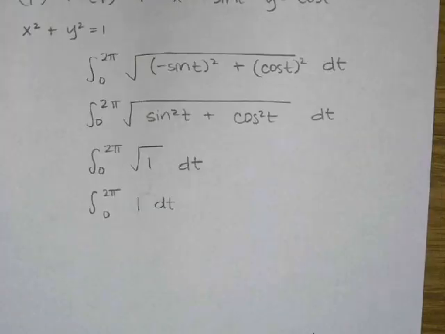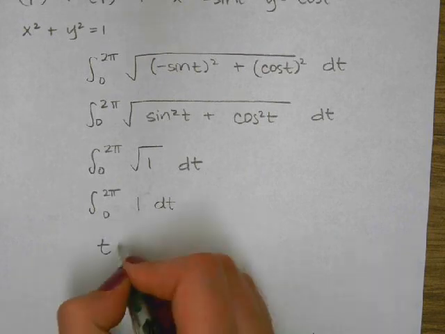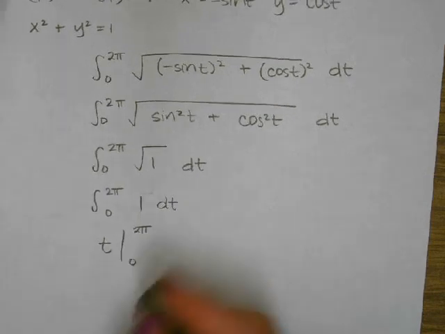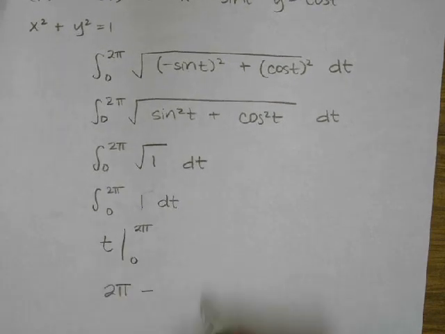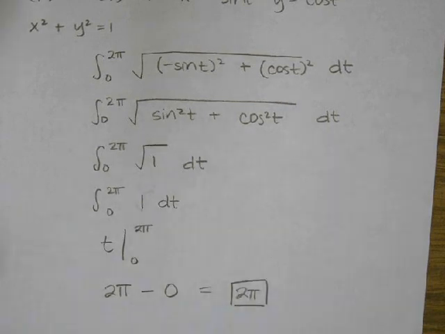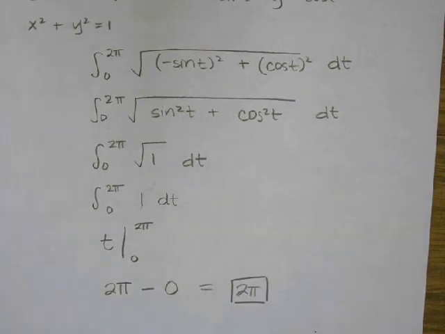So when I integrate 1, I get t, and I'm evaluating t at 2 pi and 0. So when I plug 2 pi in, I get 2 pi. When I plug 0 in, I get 0. And so this equals 2 pi. And so there I am proving, using parametric arc length, that the circumference of a unit circle is 2 pi. And we know that, right, because the circumference formula is 2 pi r, and the radius of a unit circle is 1. So 2 pi times 1 would be 2 pi.